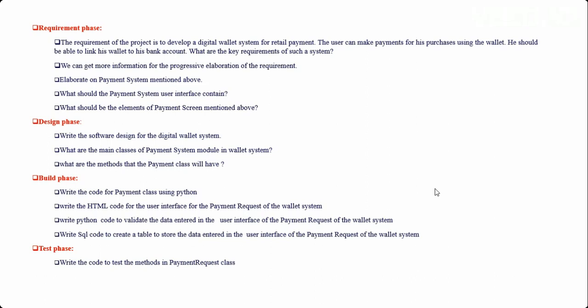So you have to get more information about progressive elaboration of the requirements, and about the payment system: how it works, what the payment system user interface should contain, what details it should show, and what elements should be shown on the screen. These are the requirements you have to set before going to the design and build phases.